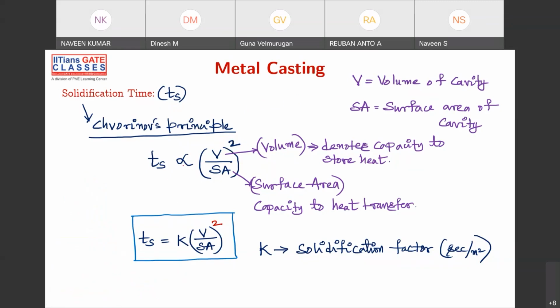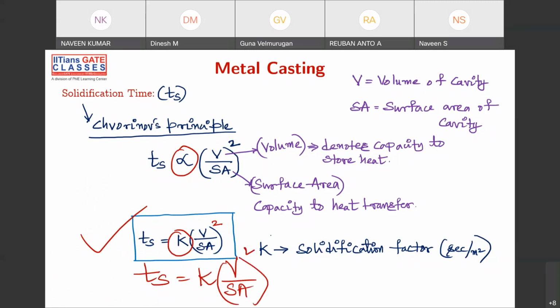So now taking this proportionality out, you can write this K as your solidification factor. So hence the formula has become like this. That is, solidification time is equal to solidification factor into volume of the casting divided by the surface area of the casting, whole square. Okay. Why is it like this?